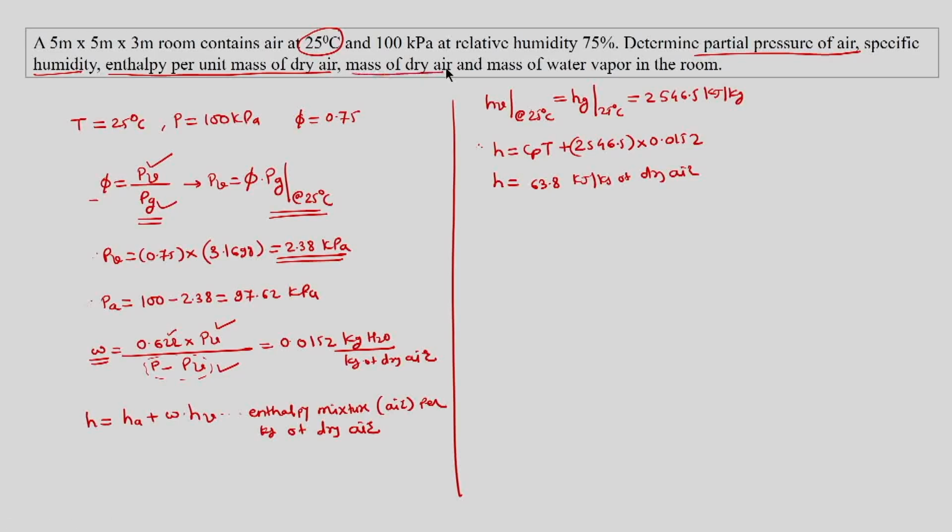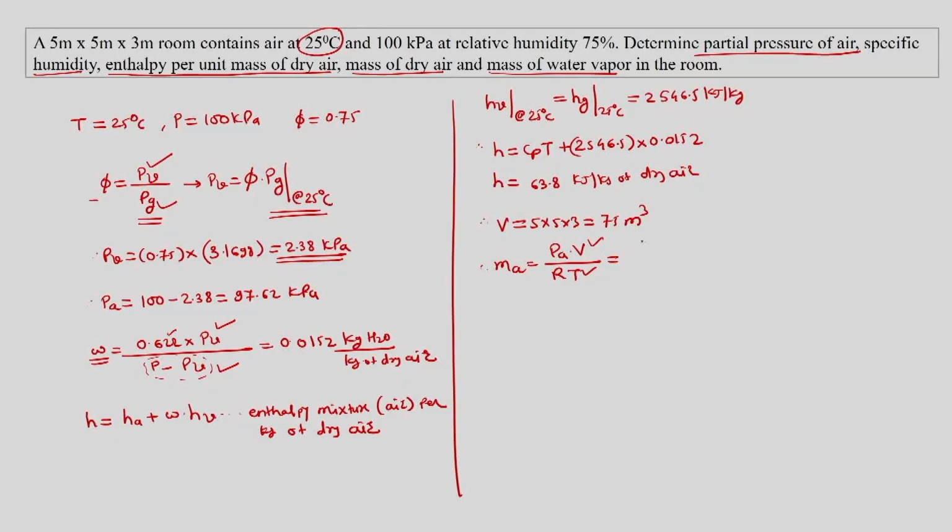Now we have to find the mass of dry air and mass of water vapor. We can find this by using volume. So volume is 5 into 5 into 3, which is basically 75 meter cube. We know the mass of air is equal to the partial pressure of air into V divided by R into T. Here volume and temperature are the same for the air and water vapor.